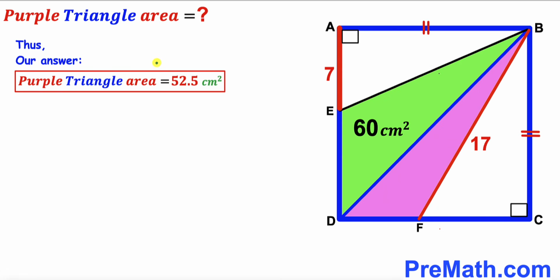So after all the calculations and manipulations, the area of the purple shaded triangle turns out to be 52.5 centimeters square. In other words, the area of this purple shaded triangle is 52.5 centimeters square, and that's our final answer.